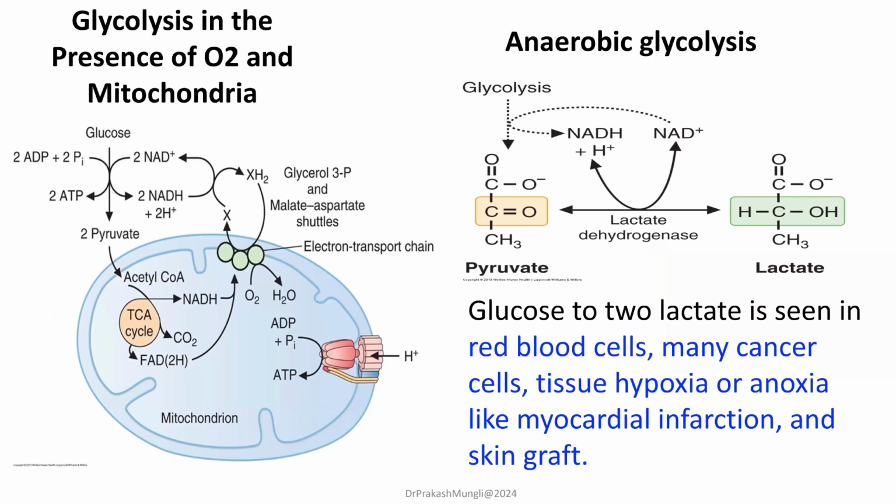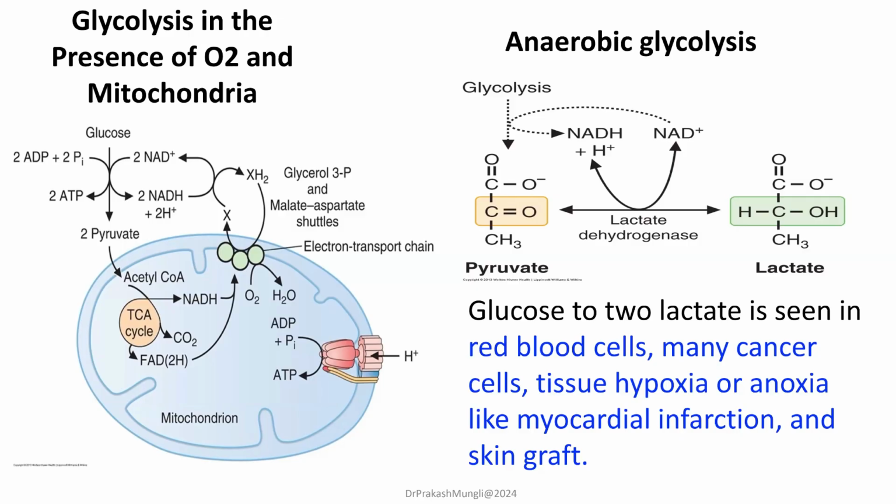Coming to the difference between aerobic and anaerobic glycolysis. Generally, this term aerobic is not commonly used. Instead, what we say is complete oxidation of glucose. Complete oxidation of glucose in the sense that this glucose is converted to pyruvate, glucose converted to 2 pyruvate.